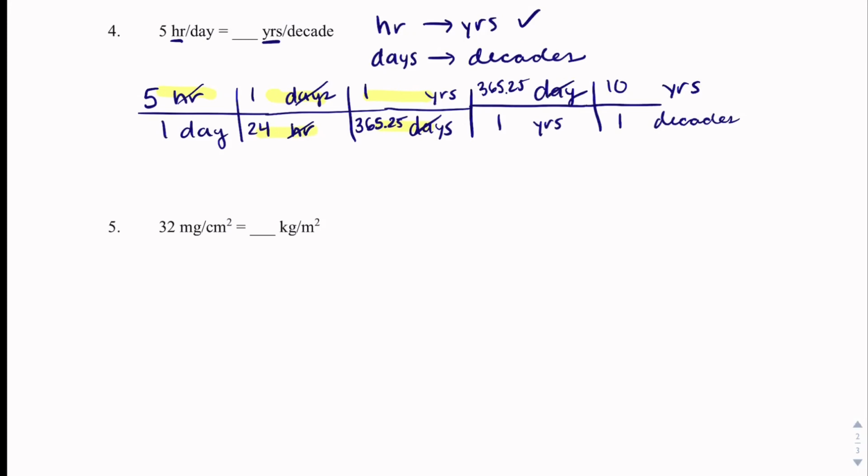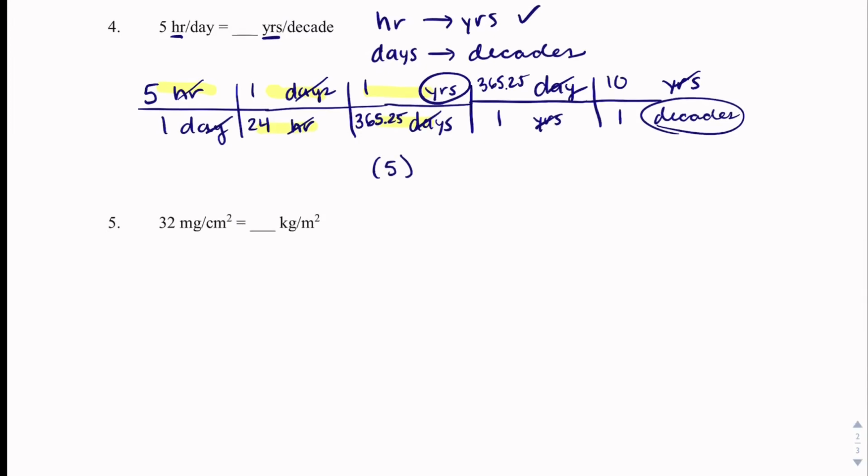And so days cancels, years cancels. The only units that never canceled were years and decades, which is what we want. So my math here, make sure you plug this in and get it right. We're going to do 5 times 365.25 times 10. I just multiply all of my numerators that aren't 1, divided by 24, and then also divided by 365.25. I'm going to plug that in.